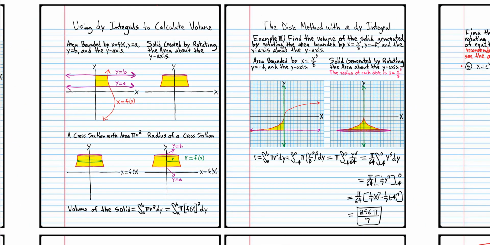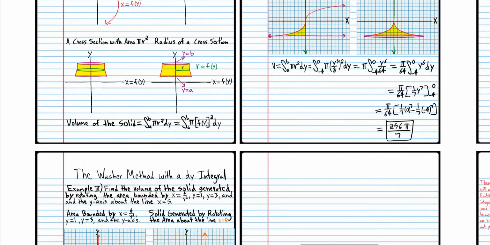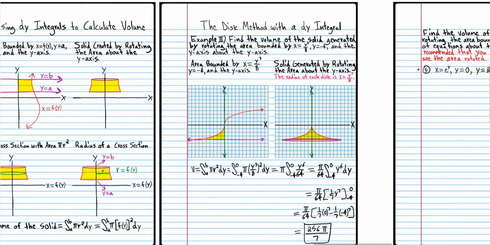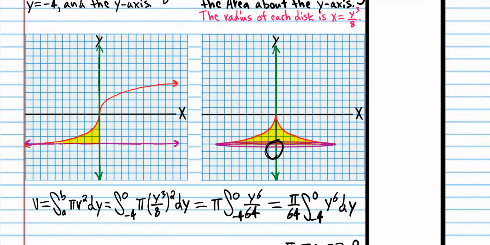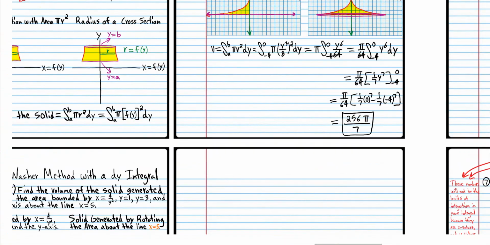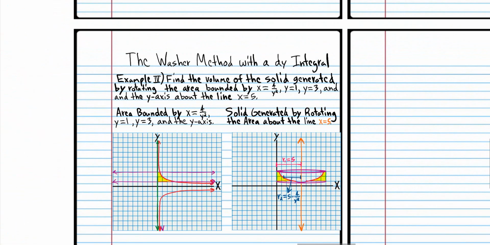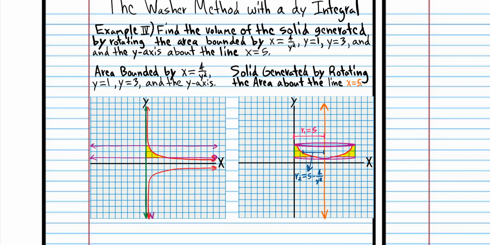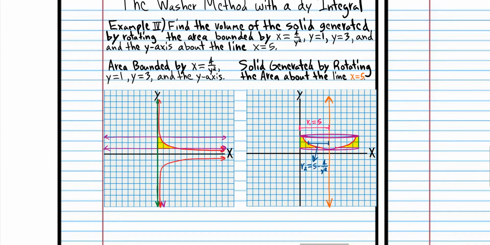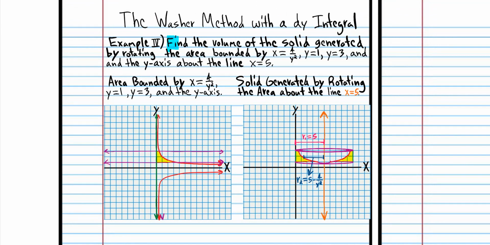So let's try another one of these. Notice that if you integrate from a smaller number to a bigger number, then you get a positive volume. If you integrated from a bigger number to a smaller number, then you get a negative volume. Okay, so let's try this problem. Find the volume of the solid generated by rotating the area bounded by the graphs of those equations and the y-axis about the line x equals 5.